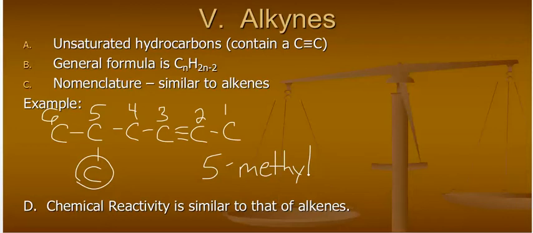The longest chain is 6, but we have to indicate where the triple bond starts. The triple bond starts on carbon 2. So 5-methyl 2 hexyne. 5-methyl 2 hexyne.